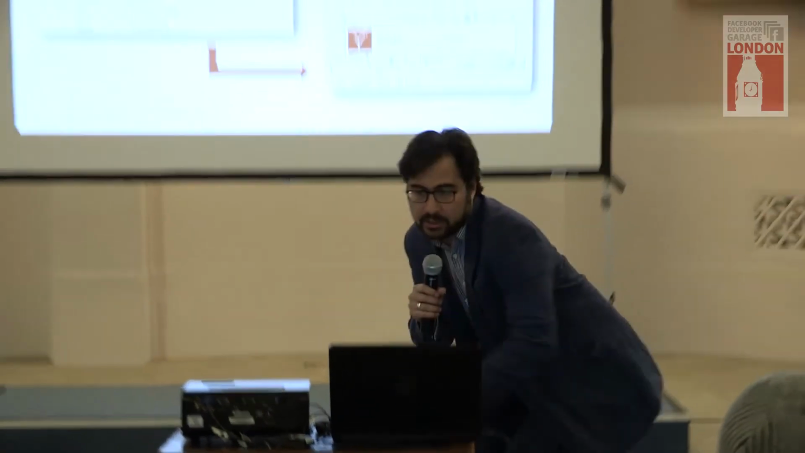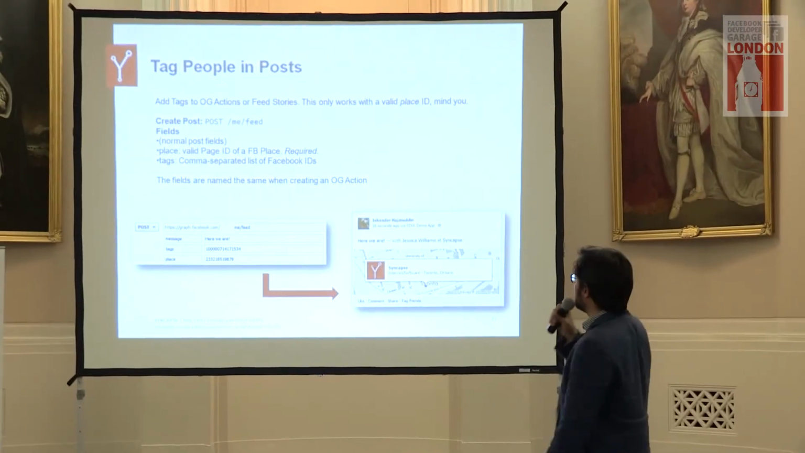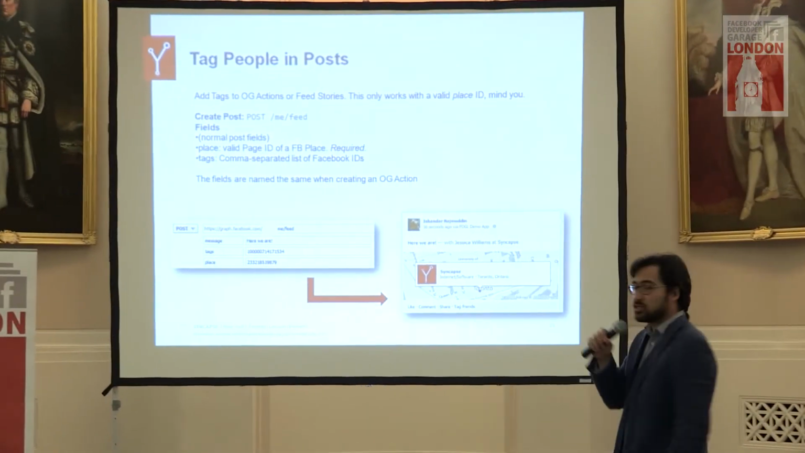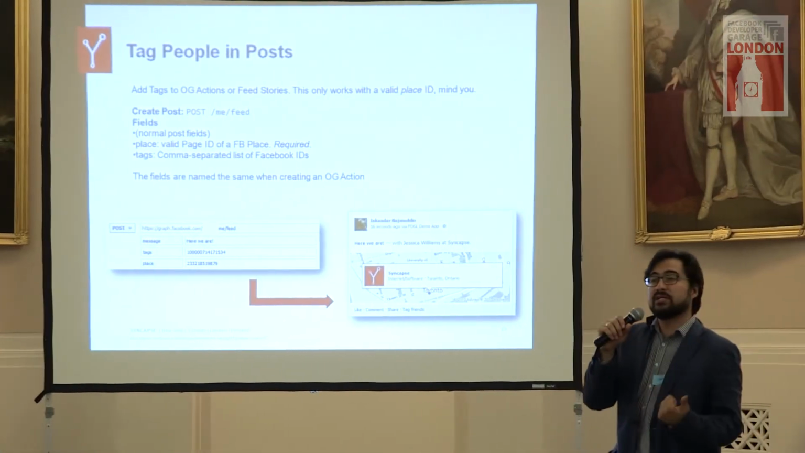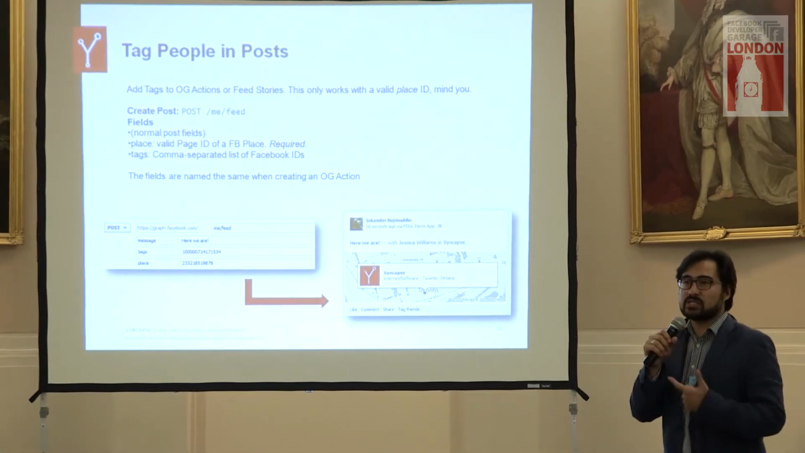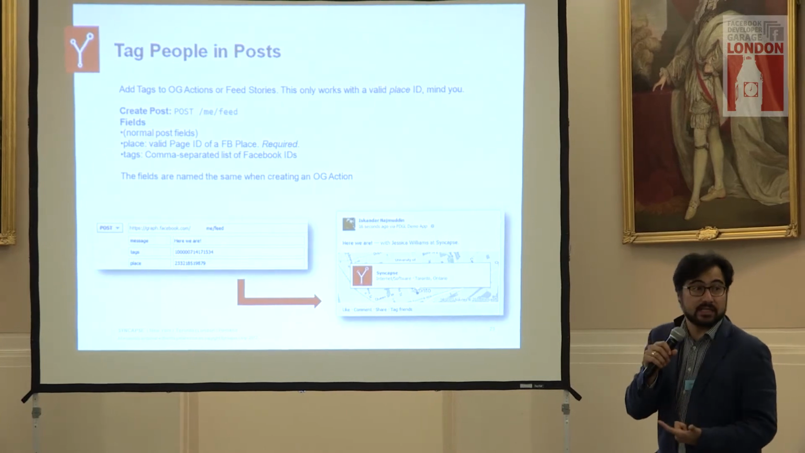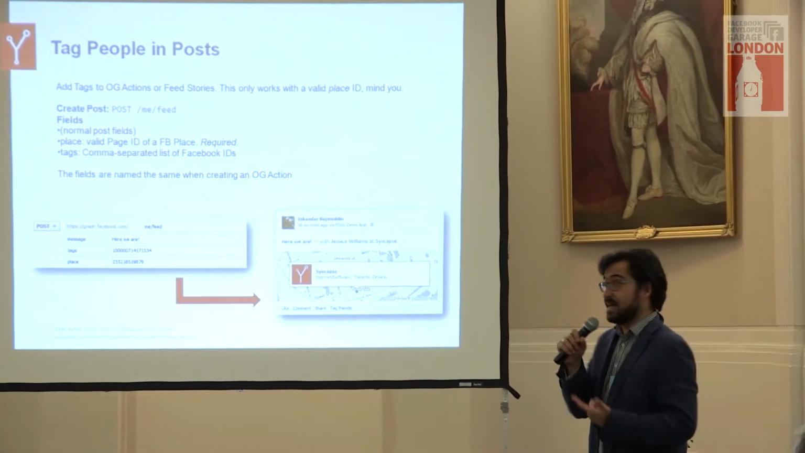And you can also add a place field to a normal API call when you're posting to the feed, which is what I'm doing here. I'm basically posting that, here's a news story to my feed. I'm with someone at a place. That's it. So it's almost like creating a check-in automatically, right? And tagging your friends in that check-in.